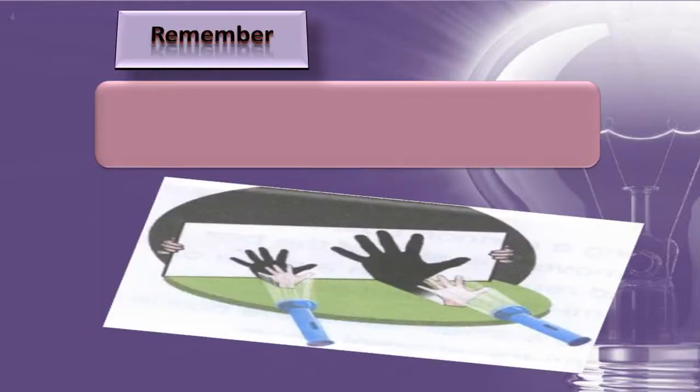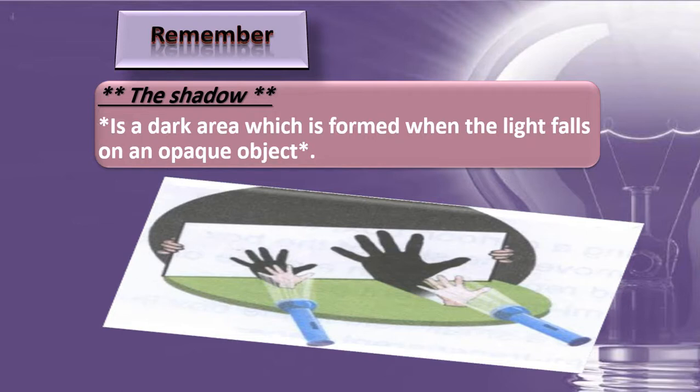Now, what is meant by shadow? The shadow is a dark area which is formed when the light falls on an opaque object. Opaque means the light can't pass through it, and we will study it later, inshallah. Now we must know some details about shadow. When the object gets nearer to the light source, its shadow becomes bigger, while when the object goes far from the light source, its shadow becomes smaller.